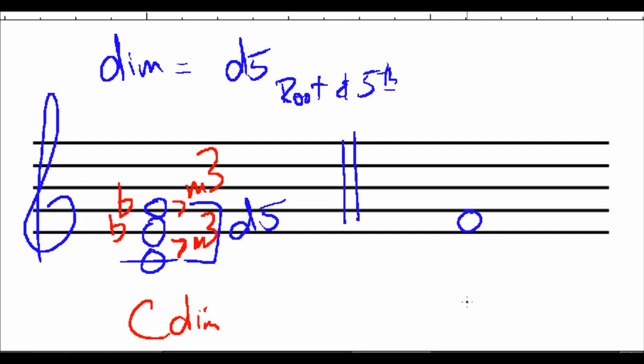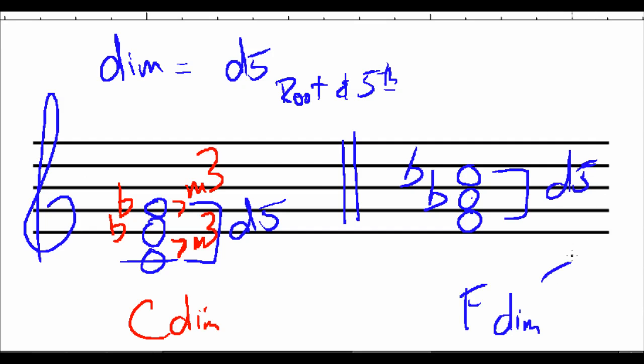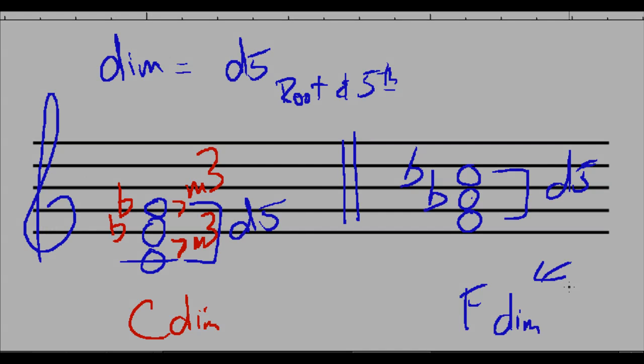So for example, let's try an F diminished. A minor third above F, A flat. A minor third above A flat, C flat. That gives us that diminished fifth, root and fifth, F diminished triad. Let's spell a few more.